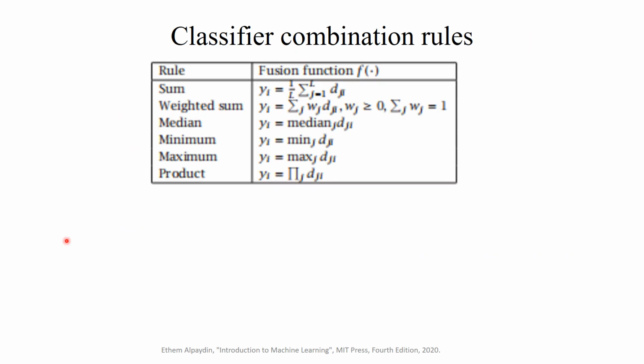Classifier combination rules. We have different rules. Sum, it tries to average all the predictions. Weighted sum, it includes the weights. Median, minimum of the predictions, maximum of the predictions, and product of the predictions.